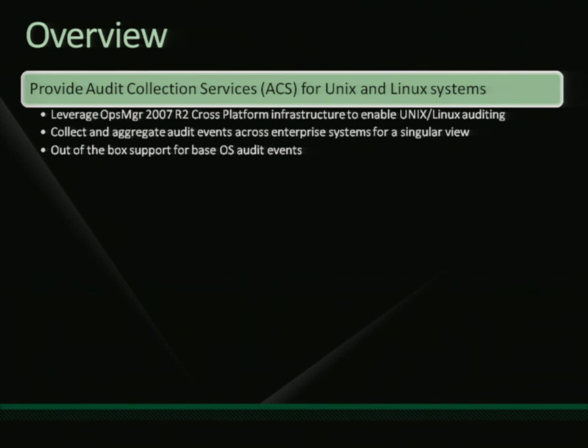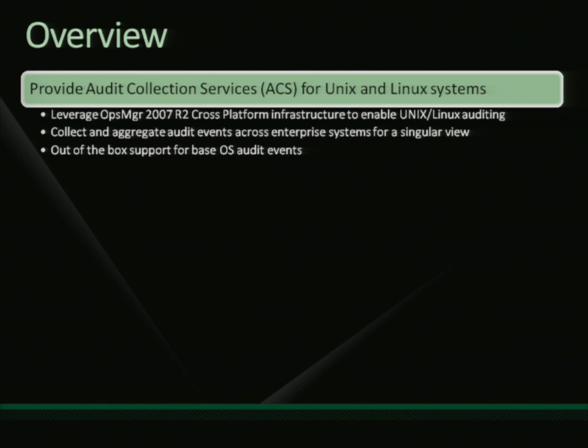Really what it does is it leverages that same infrastructure. So there's, again, no new changes to R2 to enable the Unix Linux monitoring. If you actually look at the R2 installation, if you have it in place, and look at the ACS schema, you'll see that the Unix and Linux schema is already in there. We did that when we shipped R2 knowing full well that we were going to release this.